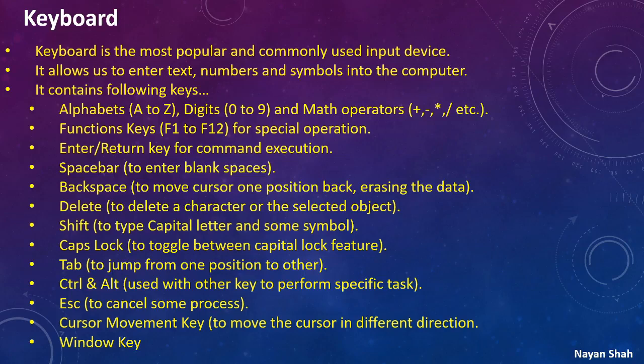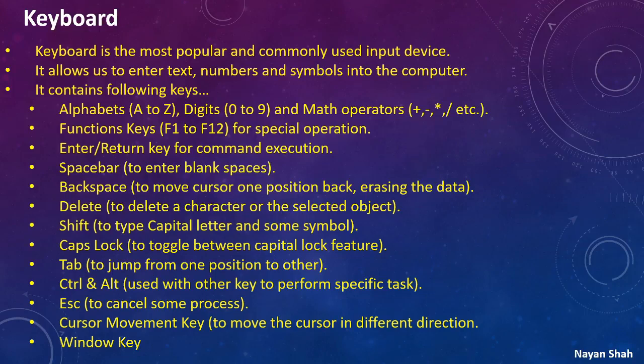The Tab key is used to jump from one position to another position. Control and Alt keys are also used in combination with other keys to perform some specific tasks. The most popular ones you would be knowing: Control C for copy, Control V for paste, and some different combinations. The Escape key is used to cancel some processes. If some process is going on and you press Escape, it will cancel that process.